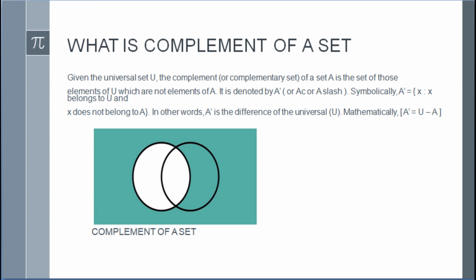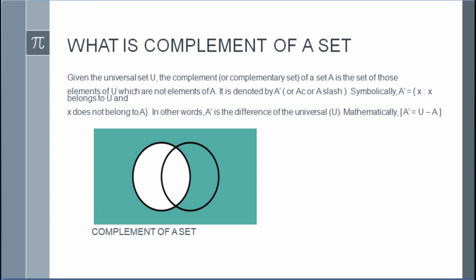So now the complementary set means the members which do not belong to the set A but belong to the set U, the universal set. So here the answer will be 4, 5, 6, 7, 8, 9, 10. So these members will not lie in the set A. Also you can write it symbolically like A dash or A slash. So this is the complement of a set.